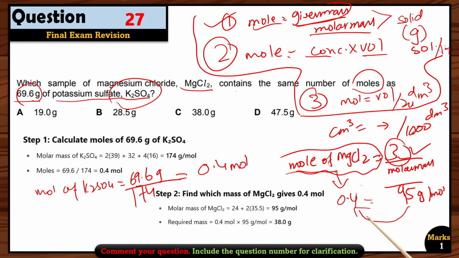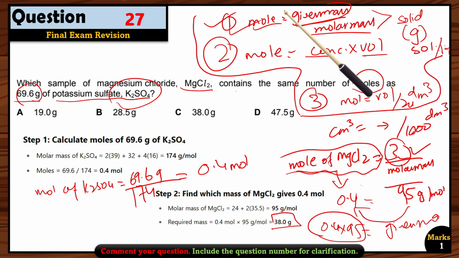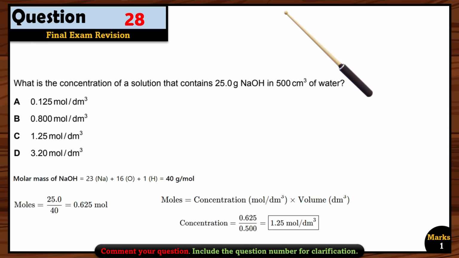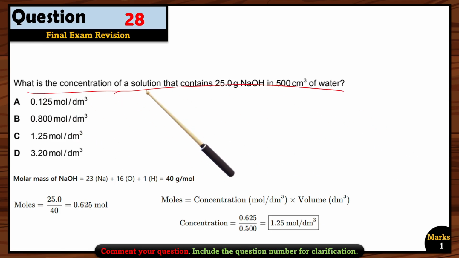Just multiply 0.4 into 95, and you will get the given mass. So given mass will be how much now? 38 gram. So this is how you calculate. You are just using one of the formulas of the moles and you easily get your answer. Which option is right now? Option C is the correct option. Let's see another question that will also use the same formula of the moles.